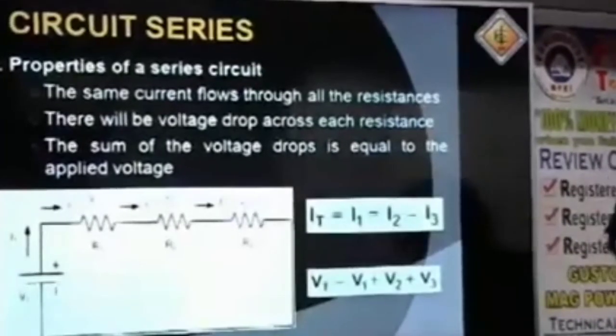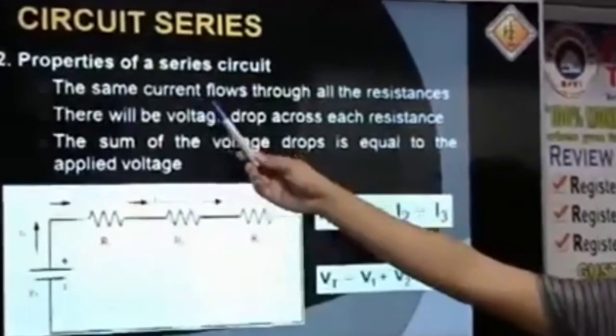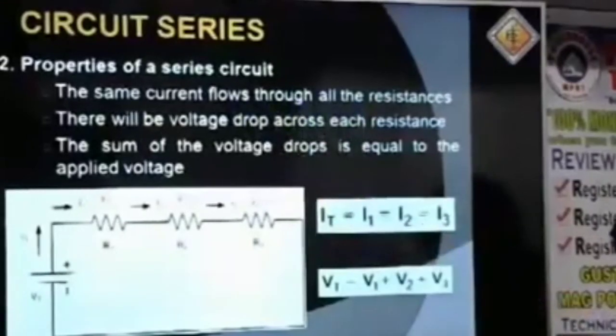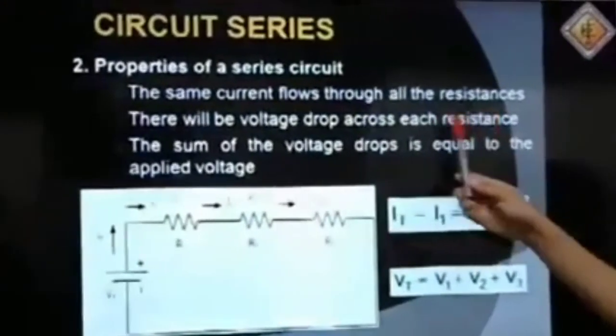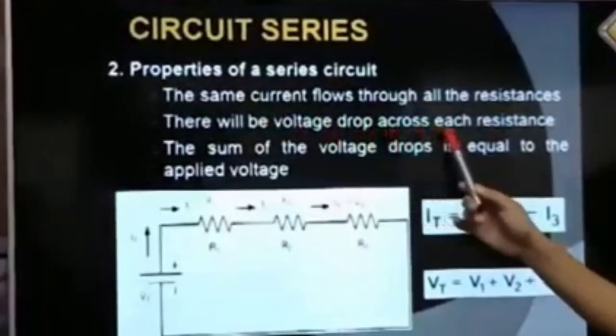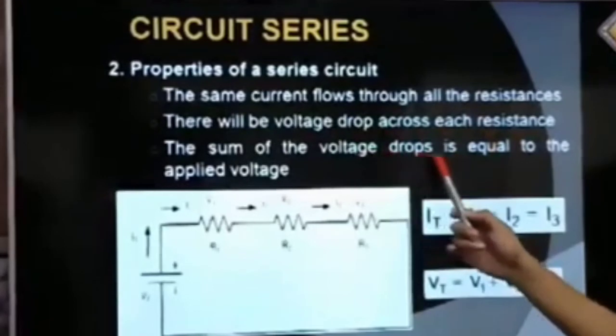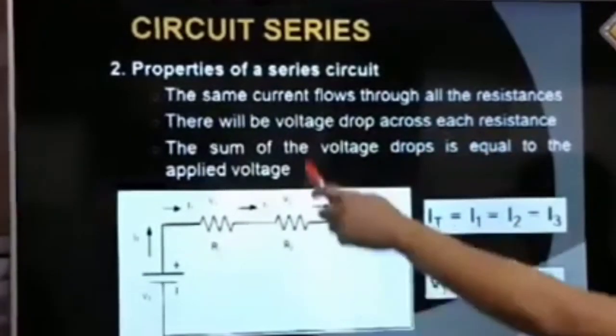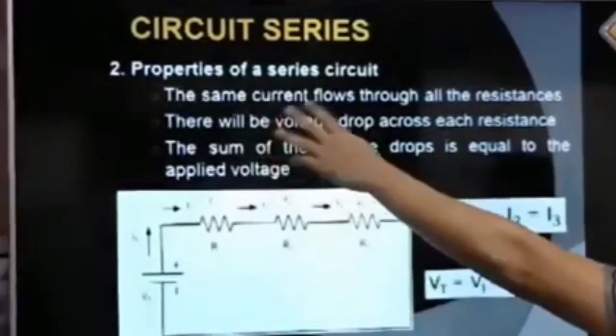The same current flows through all the resistances. There will be a voltage drop across each resistance. The sum of the voltage drops is equal to the applied voltage. Okay, let's go through them one by one. So the same current flows.